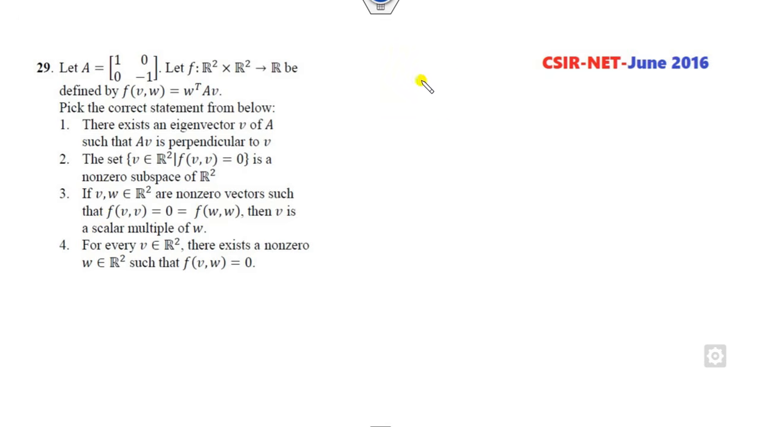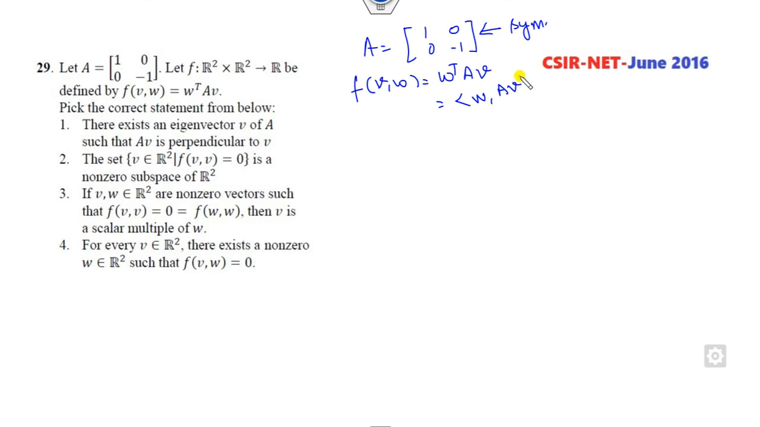A is my matrix 1, 0, 0, minus 1. Because this is a symmetric matrix, I can also write this in terms of the inner product. There exists an eigenvector of this, so firstly we can check the eigenvectors. Eigenvalues are 1 and minus 1. Corresponding to the 1, this is the eigenvector. Corresponding to the minus 1, this is the eigenvector. These are the eigenvectors given to you.